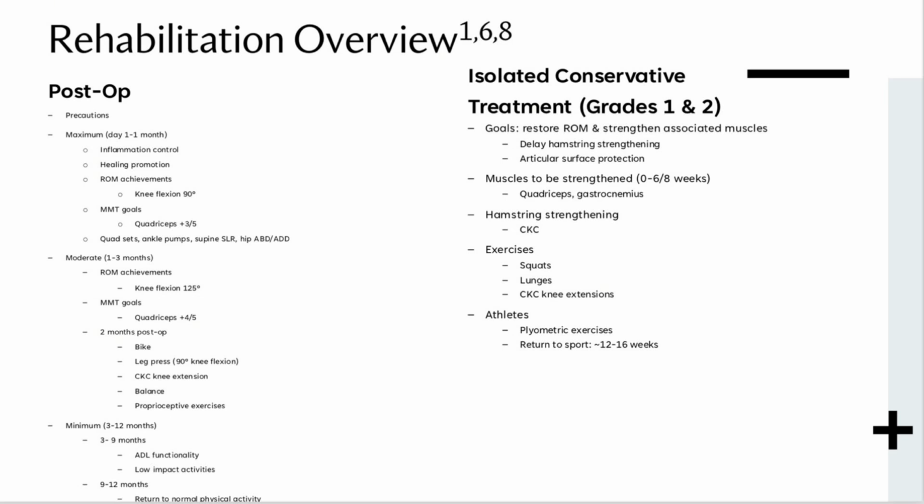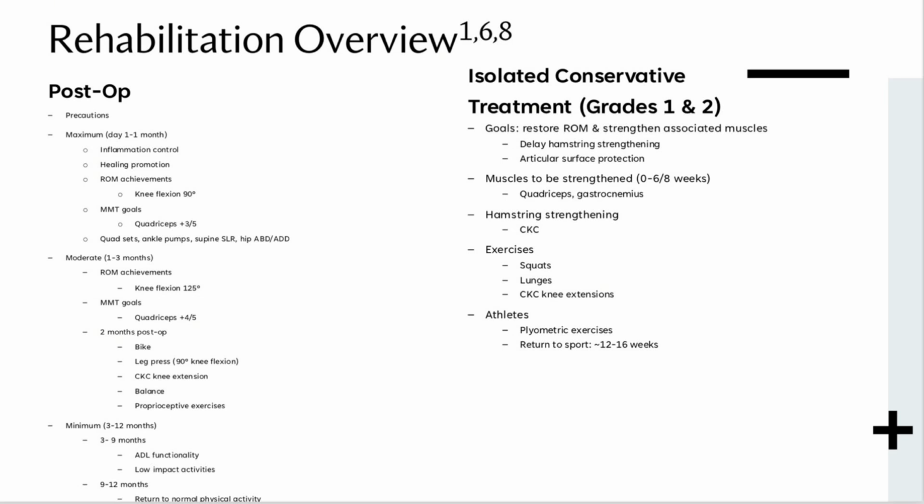The exercises to be implemented in the maximum protection phase are quad sets, ankle pumps, supine single leg raises, hip abduction, and adduction. I think it's important to point out that if there is a resistance to be applied during this phase, it should be to the proximal knee and not distally.